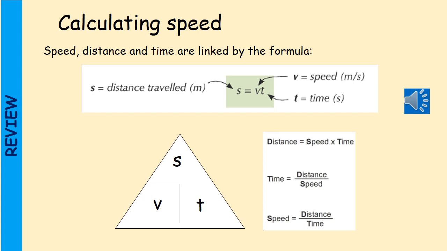If we were to learn, say, distance equals speed times time, then it's easy to derive the others. If you divide both sides by speed, you would end up with time is the distance divided by the speed. And if you divide both sides by time, you're going to end up with speed is distance divided by time.